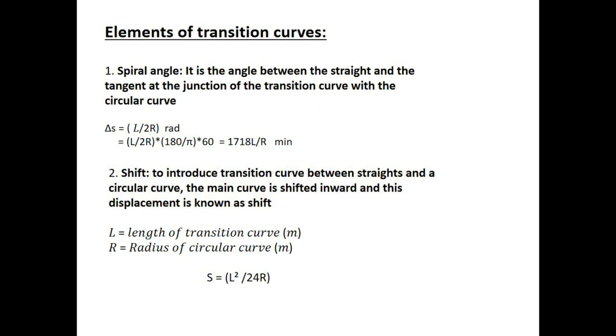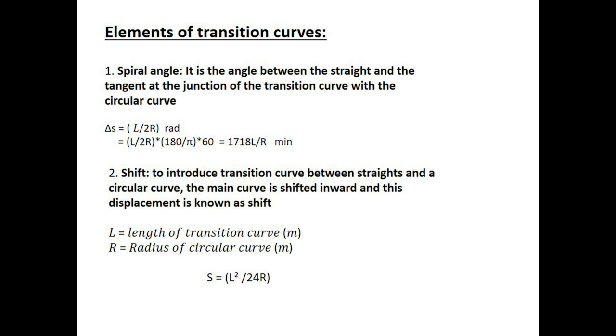Elements of transition curves. First is spiral angle. It is the angle between the straight and the tangent at the junction of the transition curve. It is expressed as delta S, and the expression is given as delta S equal to L by 2R when in radians. And to convert it into minutes, we multiply by 180 by pi into 60. So the expression becomes delta S equal to 1718 L by R, where L is the length of the transition curve in meters and R is the radius of the curve in meters.